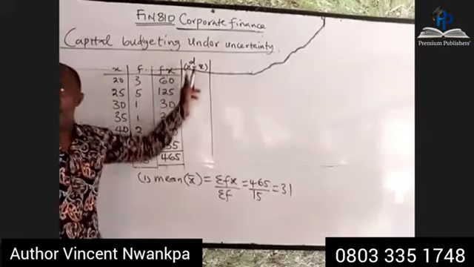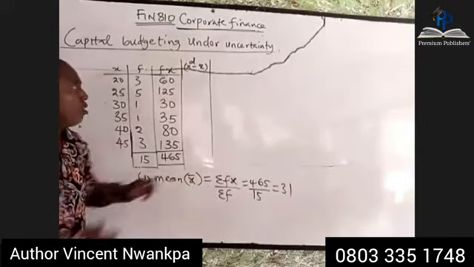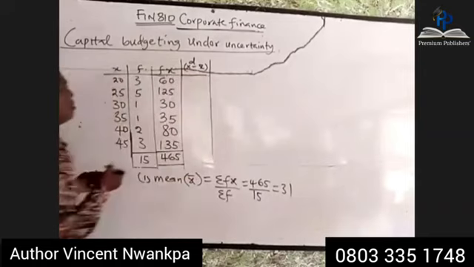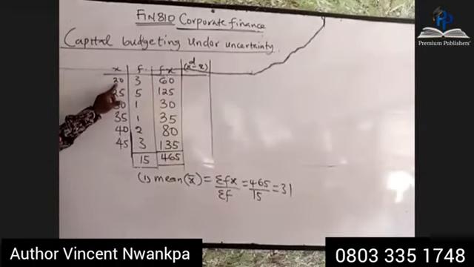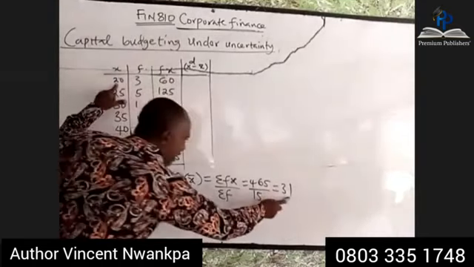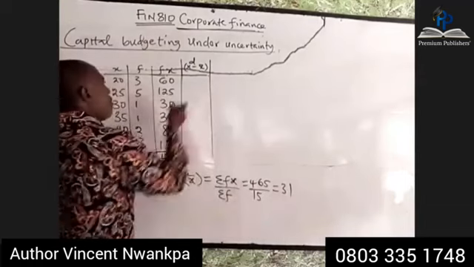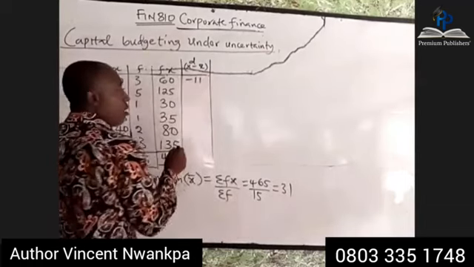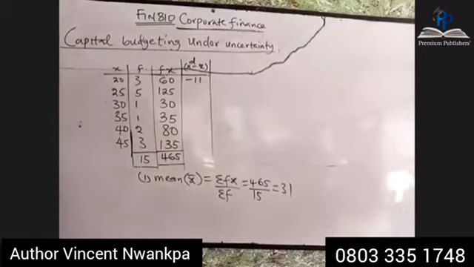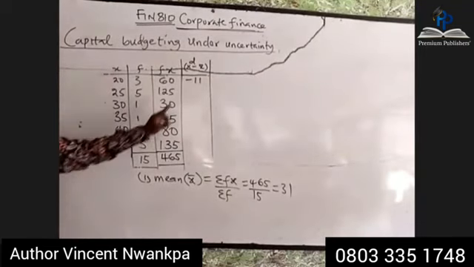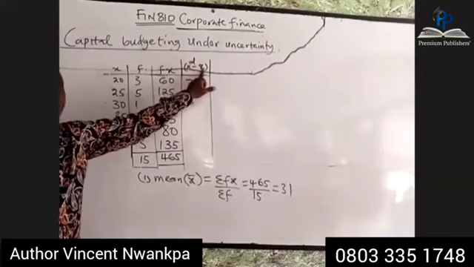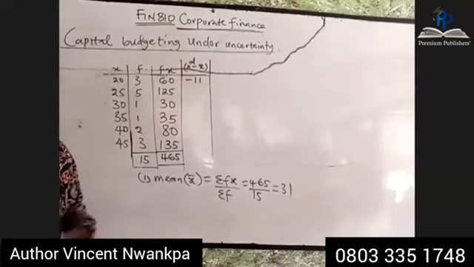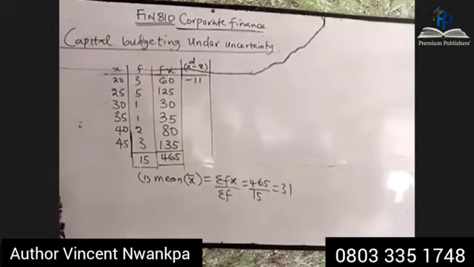So we must get a deviation, which will go this way. That is 20 minus 31, which will be minus 11. This is the variable. x minus x bar means deviation. Are you following?